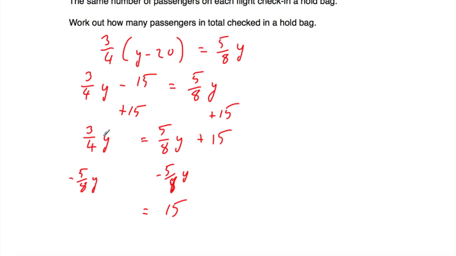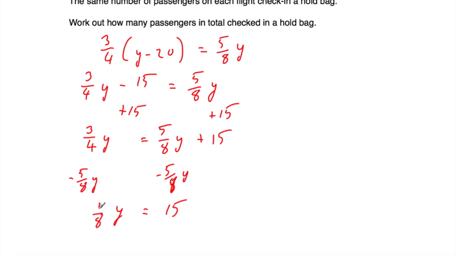And on the left hand side we have 3/4 y. We're taking away 5/8 y, so if we just do in our calculator 3/4 subtract 5/8, that's equal to 1/8. So 1/8 of y is equal to 15. Now we want to solve this equation, so we want to find out what y is. We could divide both sides by an eighth, and you get that y is equal to 120.